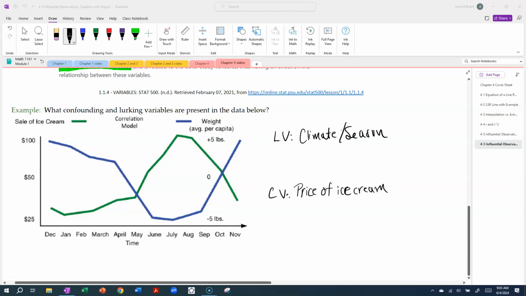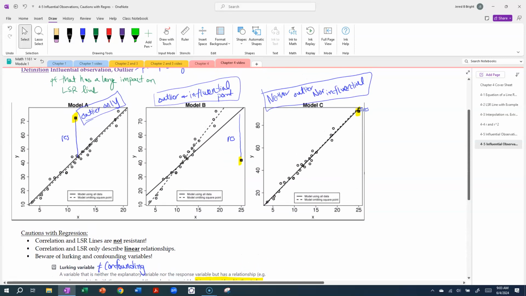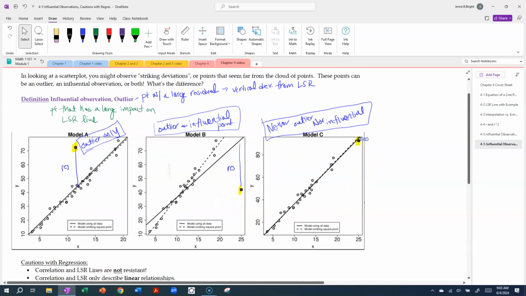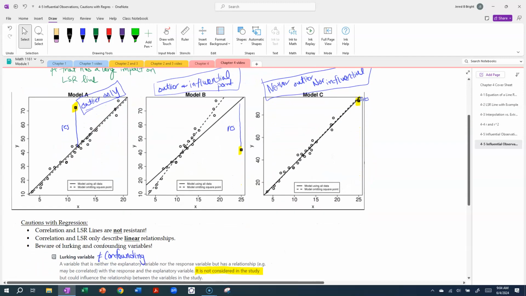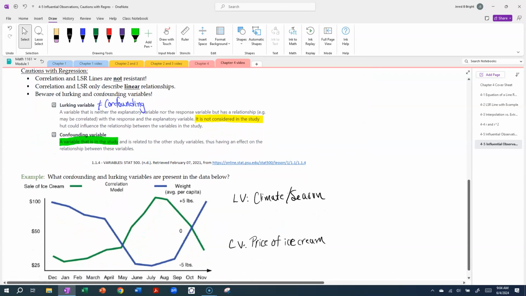In this video we looked first at trying to understand the different striking deviations that could exist within an LSR chart, and classifying those as either outliers or influential points or both. And then the last thing that we talked about is this idea of confounding versus lurking variables. That's going to take some time and practice to work with, so we will get some practice as we work through other examples.